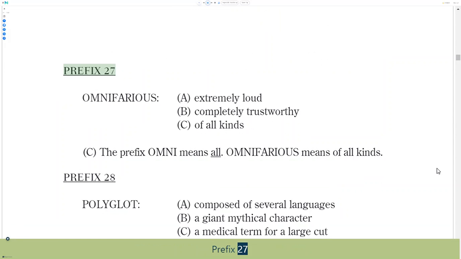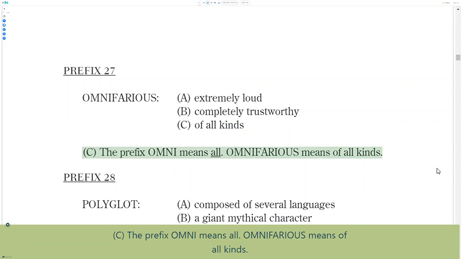Prefix 27. Omnifarious. A. Extremely loud. B. Completely trustworthy. C. Of all kinds. C. The prefix omni means all. Omnifarious means of all kinds.